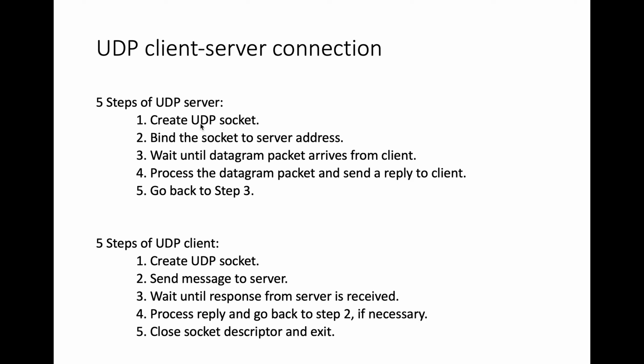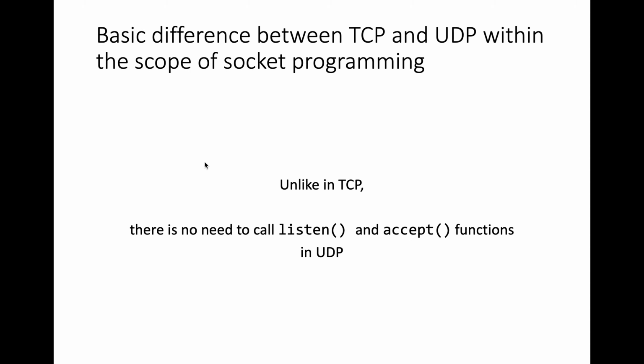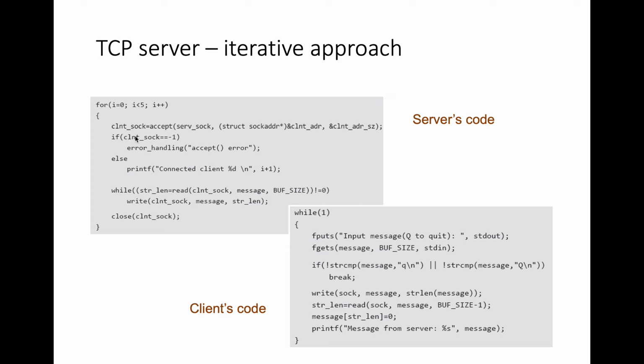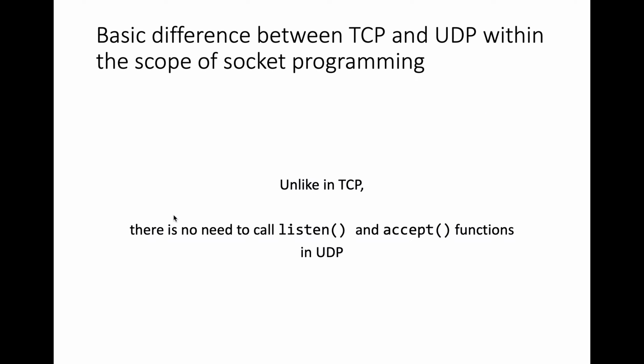Here, first we will just create a UDP socket, and then we bind it to the server address, and then we'll just keep on waiting until the client sends a message and send a reply to that client, and that's it. So this gives us the UDP client server connection. I should have changed it a little bit. I should have said UDP server iterative approach. This will be iteratively accepting clients and just doing the same thing that the TCP server was doing, like right here. Accepting, writing, reading, and so on.